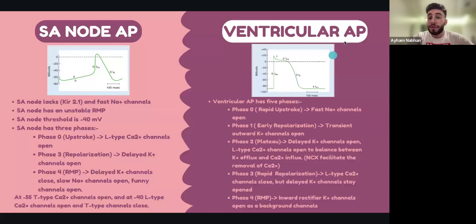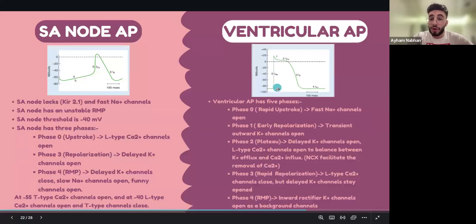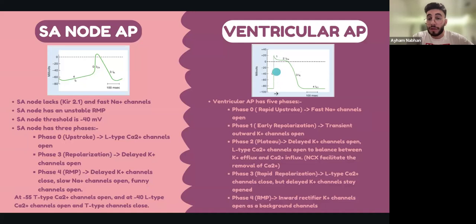For the ventricular action potential, we have 5 phases, starting with phase 0, which is the upstroke, where the fast voltage-gated sodium channels open, giving this upstroke, leading to this peak potential. Phase 1, which is the early repolarization, is due to transient outward potassium channels, giving us a slow early repolarization phase, indicated by phase 1. Then we go to the plateau phase, where the delayed potassium channels open and the large calcium channels open as well.